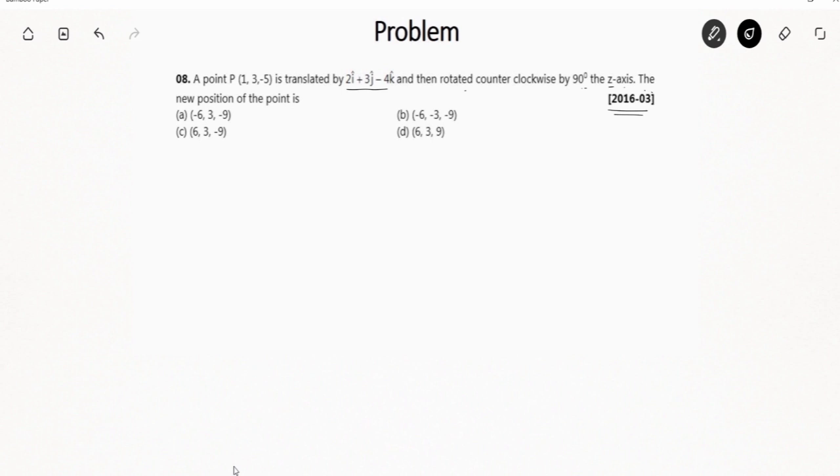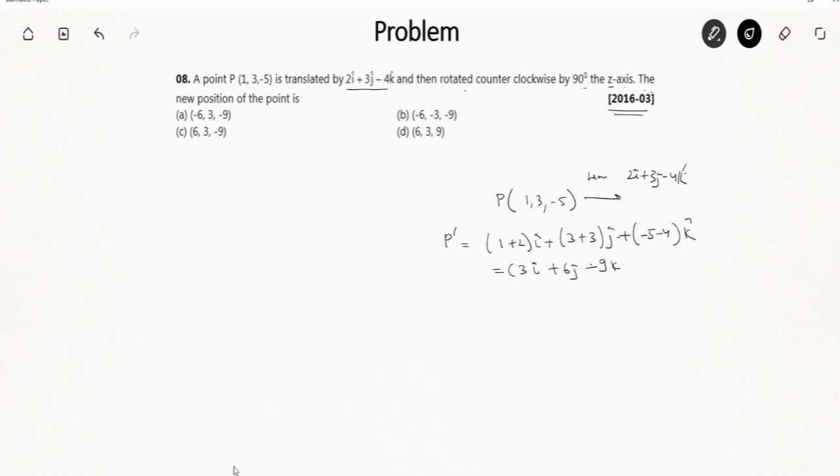So first of all, let's say that point P is 1, 3, minus 5. And it is now being translated by 2i cap plus 3j cap minus 4k cap. So P dash will be 1 plus 2 i cap, plus 3 plus 3 j cap, plus minus 4 k cap. It will be 3i cap plus 6j cap minus 9k cap.